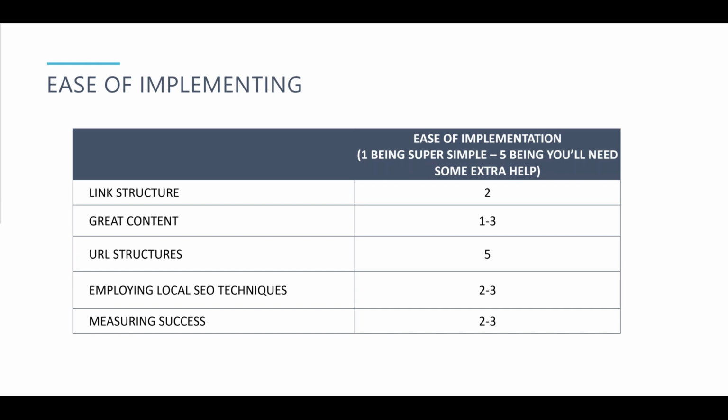Employing local SEO techniques is a 2 to 3, depending on how many locations you have. But again, the biggest effort, I think, is waiting for that postcard, filling it out, getting it back, and then setting up. And then measuring success: your baseline, and getting a good idea of where your traffic is coming from, is about a 2. Once you start getting more technical and looking at landing pages, search queries, and how things are coming in, it gets a little more technical, a 3.